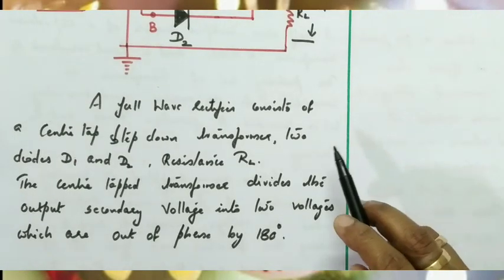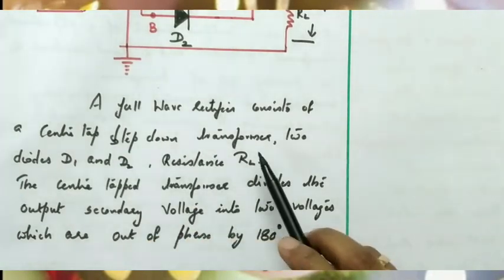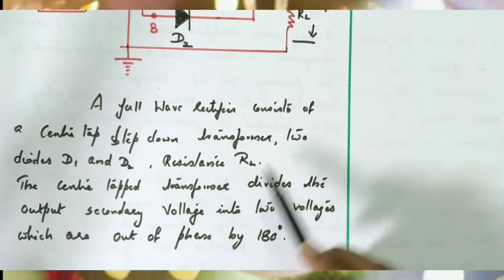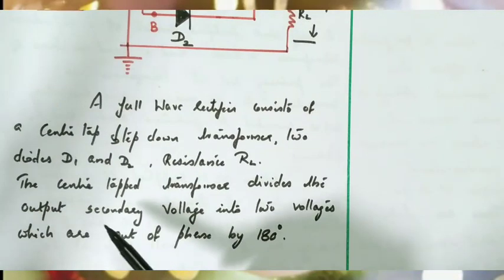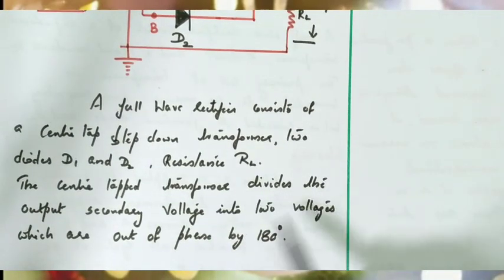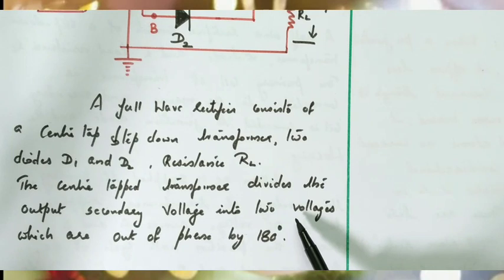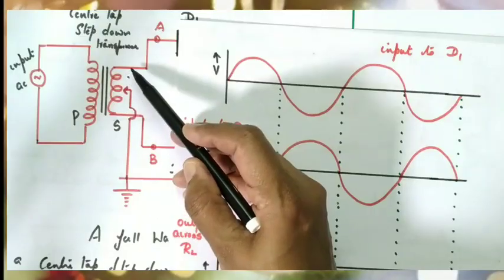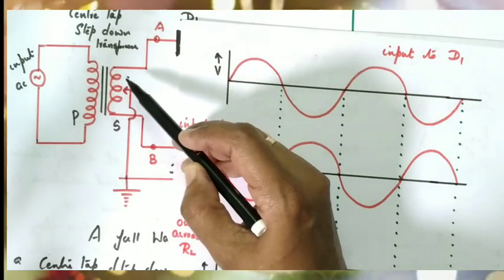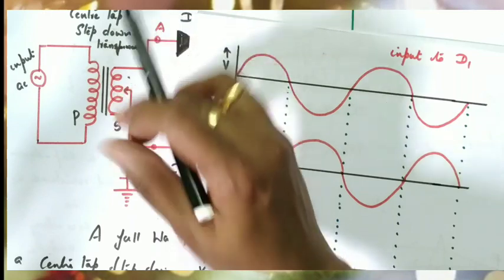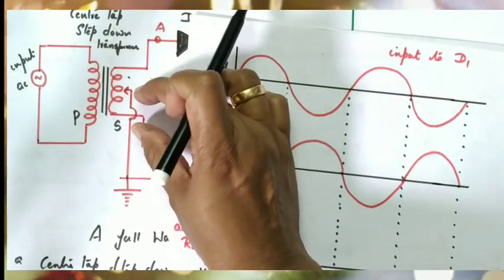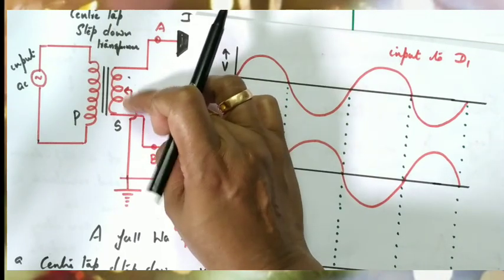A full wave rectifier consists of a center tapped step down transformer, two diodes D1 and D2, and a load resistance RL. The center tapped transformer divides the output secondary voltage into two voltages which are out of phase by 180 degrees. That is the importance of the center tapped transformer. Since the center tap is used, the secondary voltage is divided into two voltages.